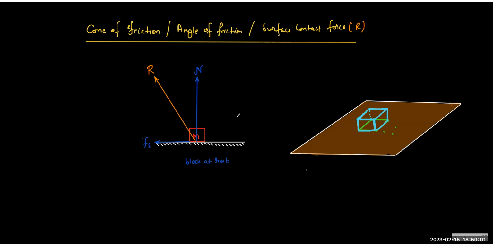R. Is this clear? Yes, sir. Yes or no? And since the normal is always vertical, but the Fs can have any direction in 360, therefore, the R can also turn 360, isn't it? Do you realize this? What I have done now?